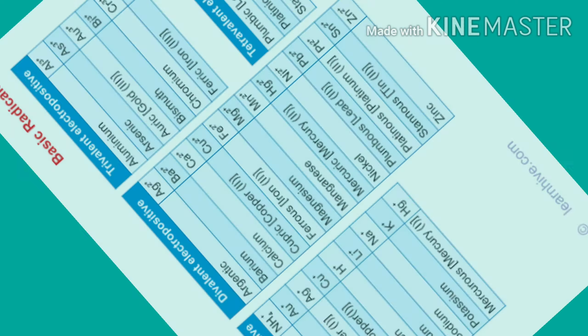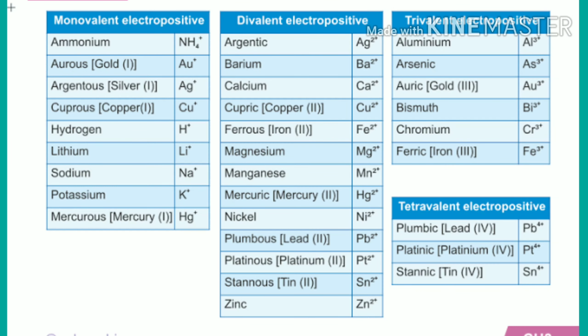Now monovalent elements. What do you mean by monovalent? Monovalent means an element is referred to as monovalent when it exists as a single atom and is represented by a single symbol of that element. For example, sodium Na+, potassium K+, lithium Li+, hydrogen H+, ammonium NH4+. These are monovalent. That means they consist of only one atom. They are known as monovalent elements. You can see from the table here some examples of monovalent elements.